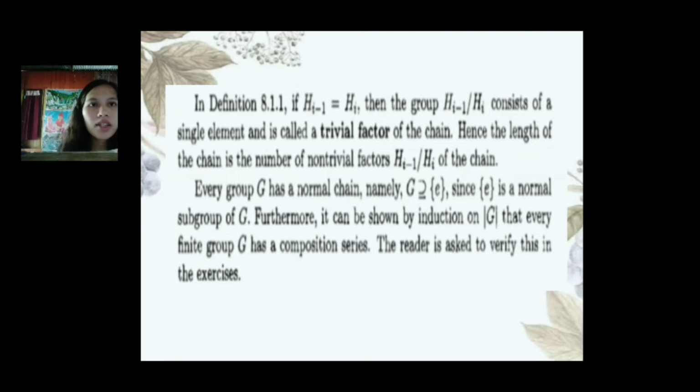Every group G has a normal chain, namely, G ⊇ {e}, since the identity is a normal subgroup of G. Furthermore, it can be shown by induction on the cardinality of G that every finite group G has a composition series.